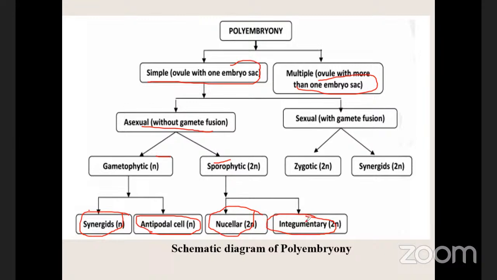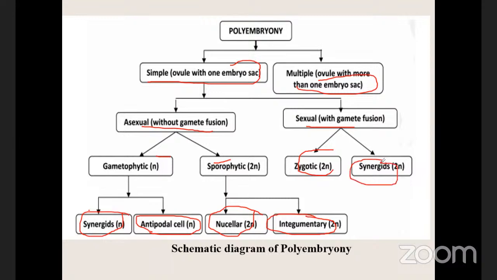Okay, what happened here? Where did we stop? Yeah, these are the two types. That means ovule with one embryo, ovule with multiple embryos. Usually, it happens in sexual reproduction, either from the zygotic cells or from the synergid cells.